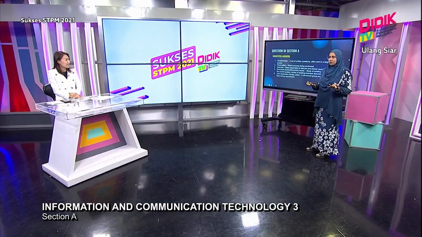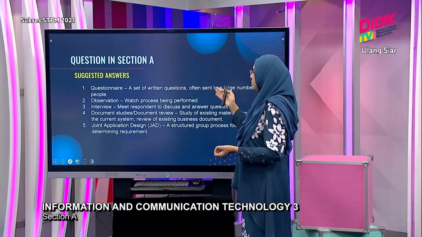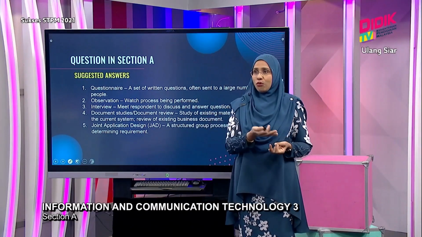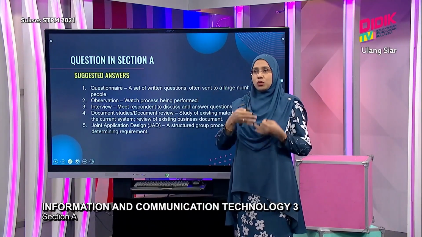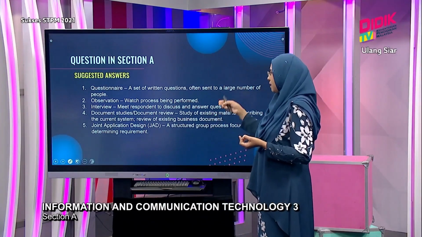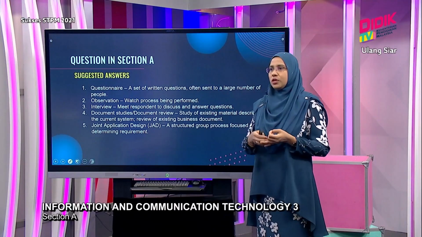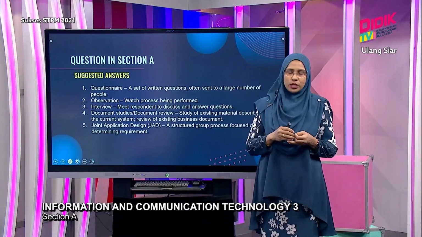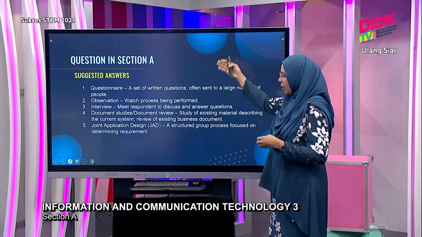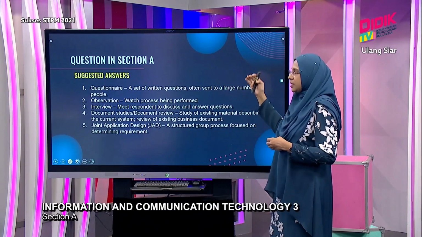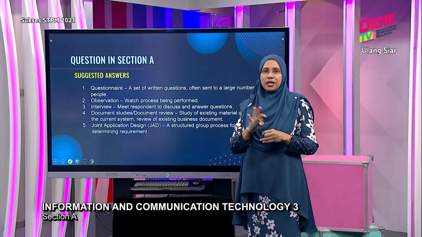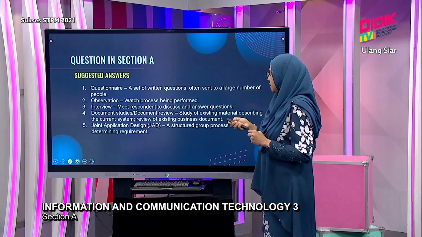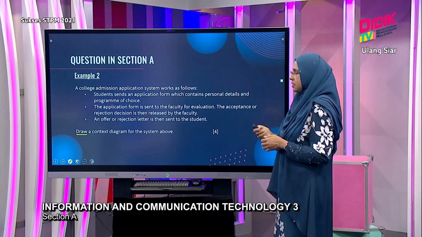Next method is observation. What is observation? Watching a process being performed. You see in the organization how data flows from one department to another, you observe and then you jot it down. Another answer is interview. Interview is meeting the respondent to discuss and ask questions. This is how we write: in point form, in numbers, 1, 2, 3. Don't write in essay form. That's what I meant.